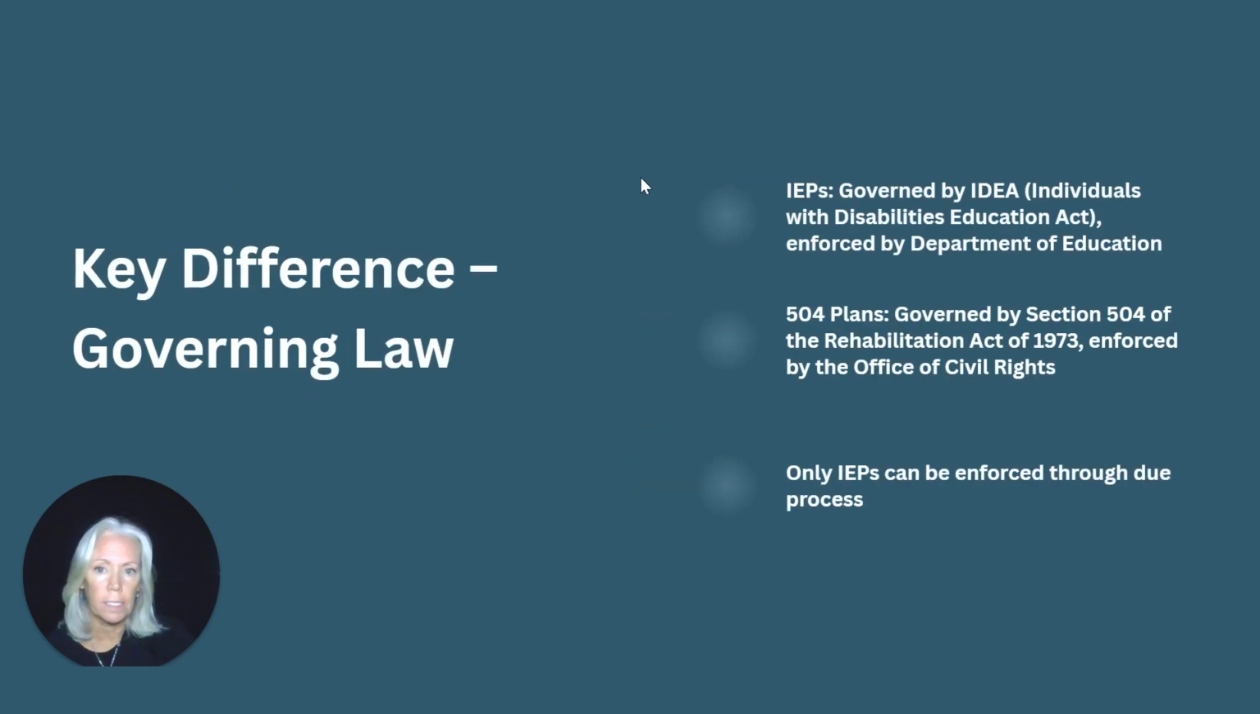So the biggest difference is the governing law. IEPs fall under the Individuals with Disabilities Education Act, IDEA, which is managed through the Department of Education. So if your child's IEP isn't being followed, it can be enforced through due process, meaning you can take legal action through the courts. On the other hand, a 504 plan is part of the Rehabilitation Act of 1973, enforced by the Office of Civil Rights. It cannot be enforced through due process. That's a key difference between the two.